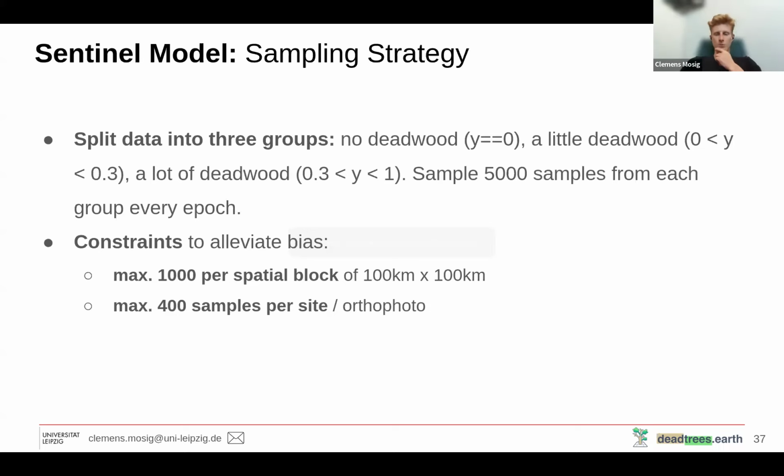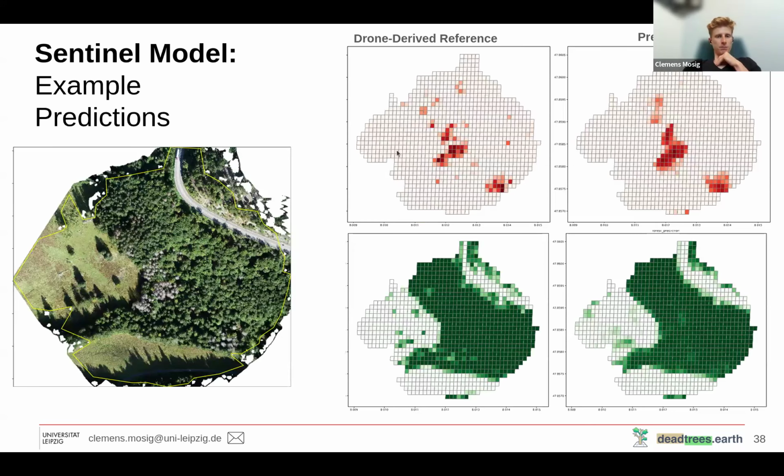So I hope I'm showing slide 38 now. Here's some example predictions of how this, now 38. Okay, cool.